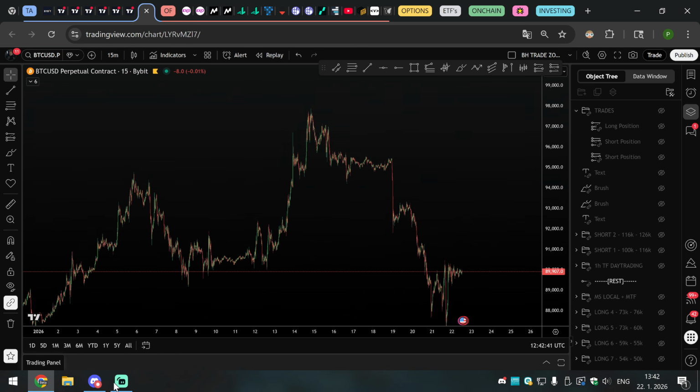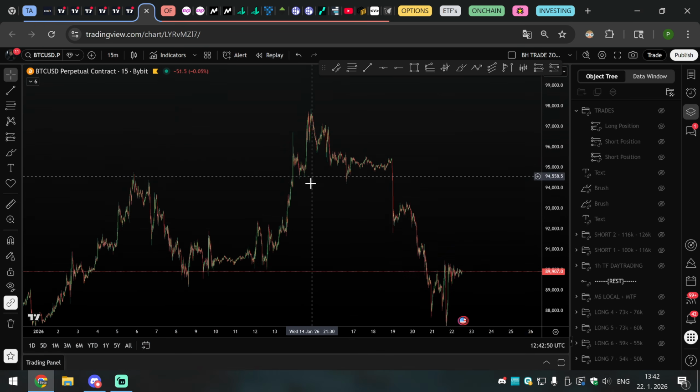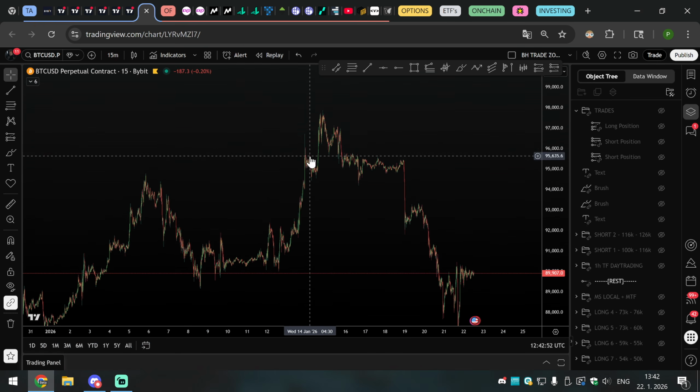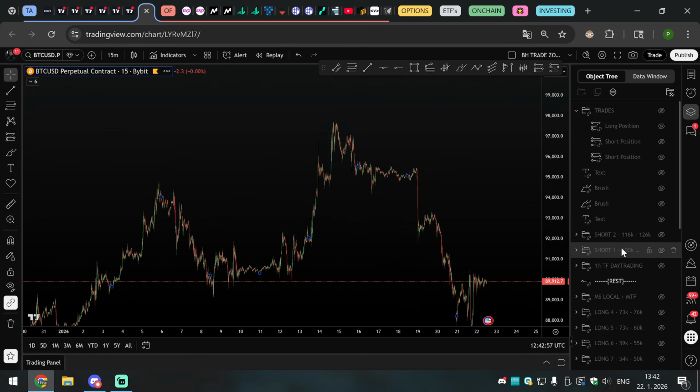So let's start. We can be starting with this section. Let's go just one by one. You will see how everything was developing. Before we even get to the 97 and 98k region, our traders were very well informed.